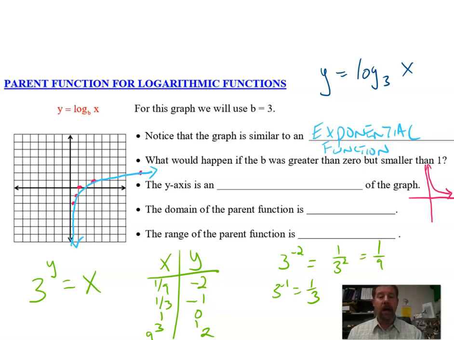All right? The y-axis is an asymptote. In this case, it would be the line x equals 0. Right? That's the way we write the equation of a vertical asymptote. And the domain of this parent function.